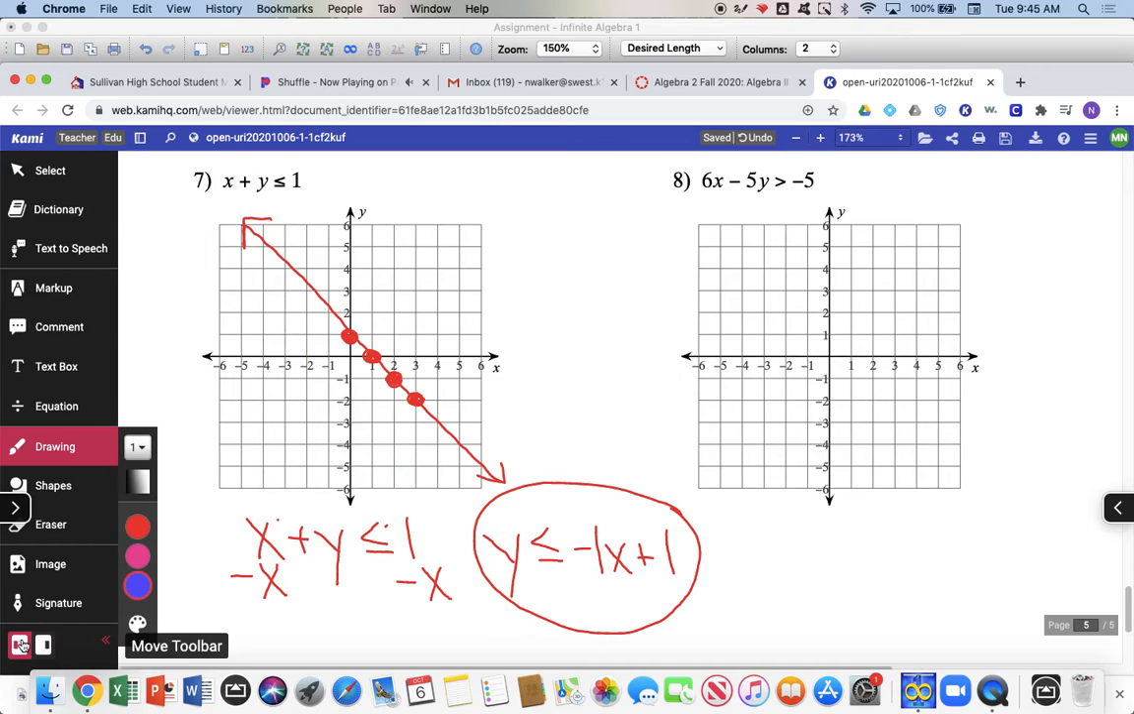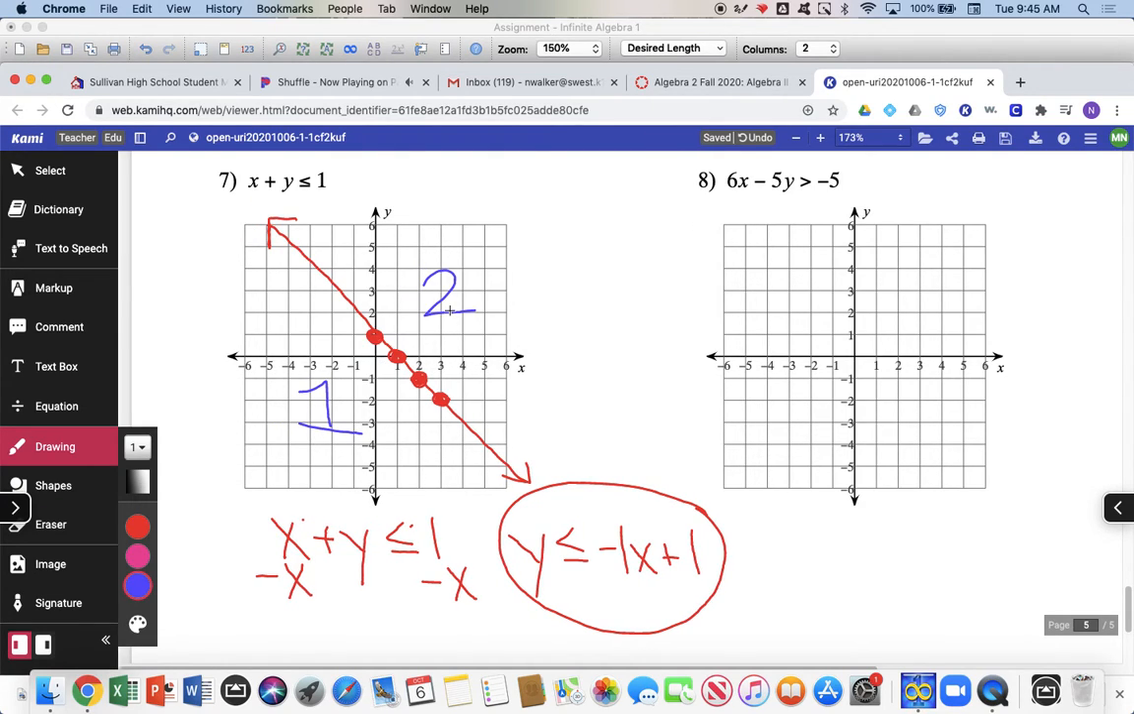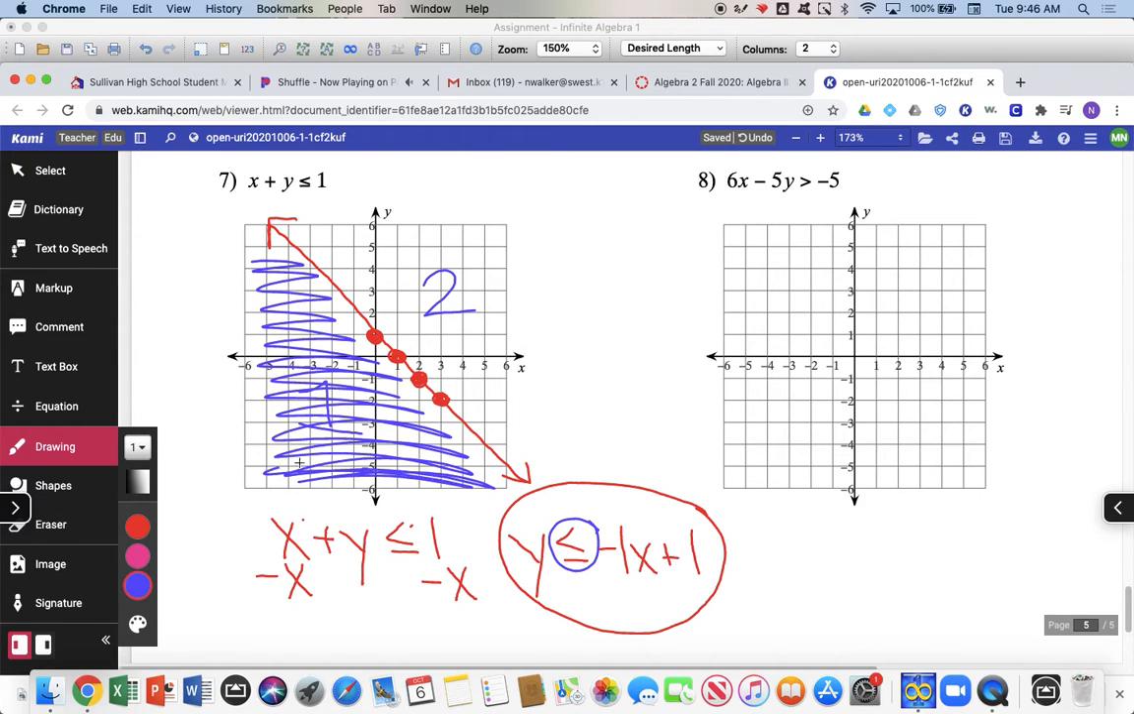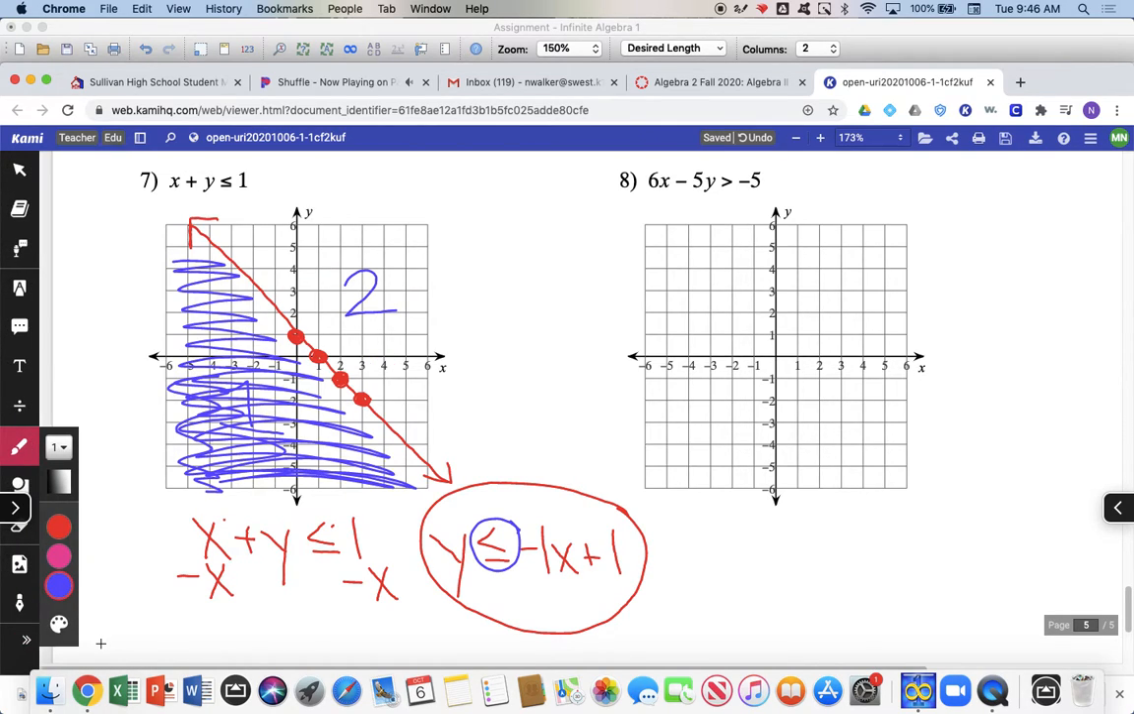I know some of you are still working on the second one, but on this first one, which area should I shade? One or two? Let's see. Does that mean above or below? All right, it means below, and so we would shade this area here. I know some of you are still working on number 8, and I don't want to go too fast, so keep working on number 8.